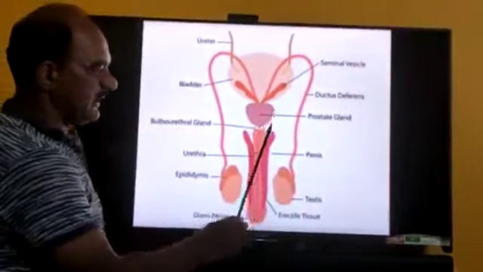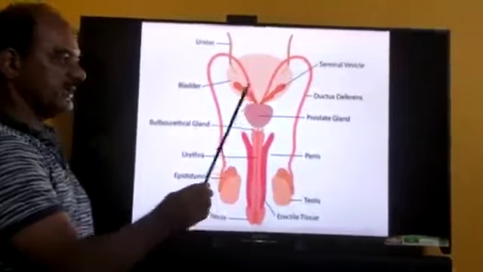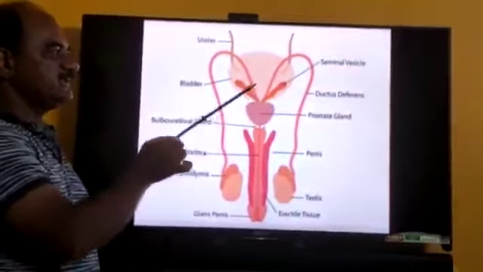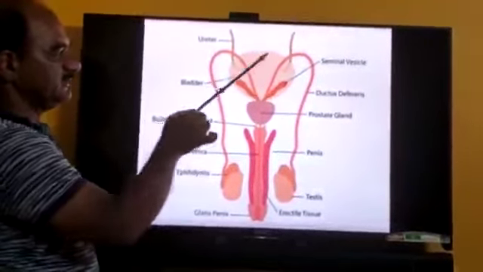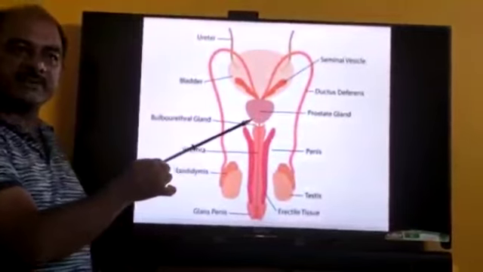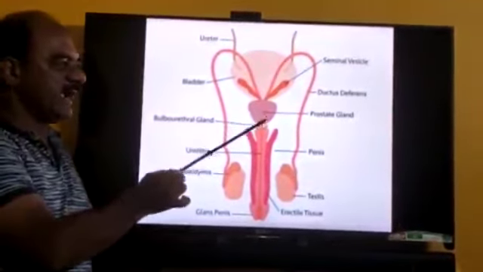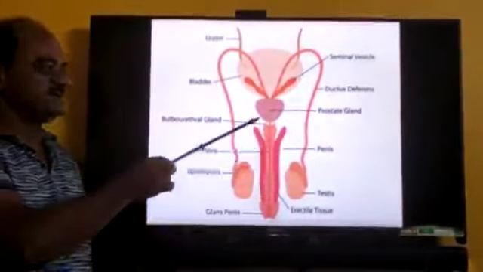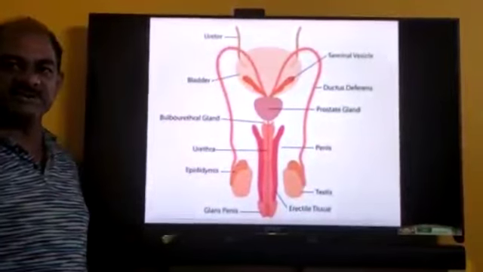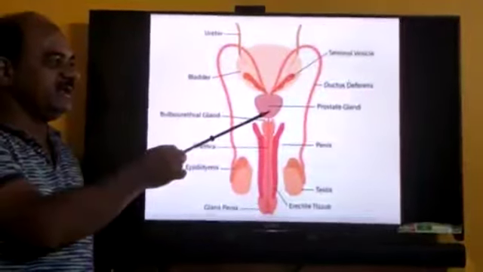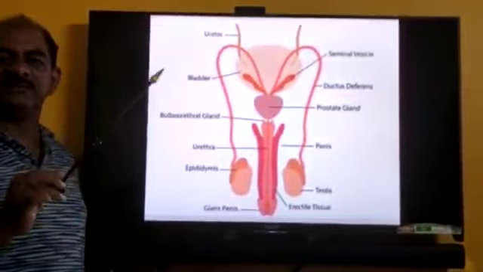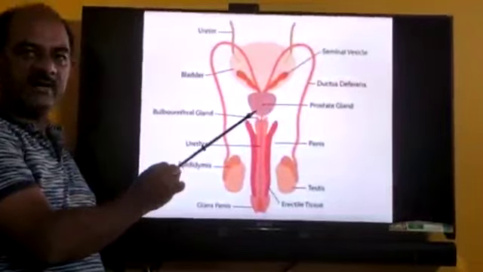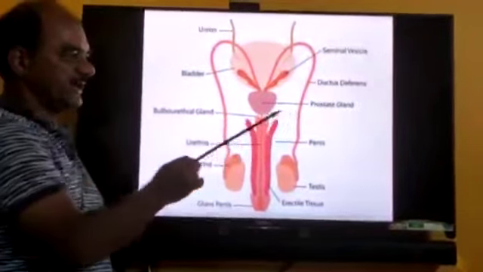Then the prostate gland. This prostate gland is single. It is present at the base of the urinary bladder. This is the urinary bladder, and at its base the prostate gland is present. The prostatic fluid consists of acid citrate and acid phosphatase. It is acidic in nature, and due to this acidic nature it neutralizes the acidity of the vagina and female reproductive tract, and it also neutralizes the acidity of the urethra. That is the function of the prostatic fluid.